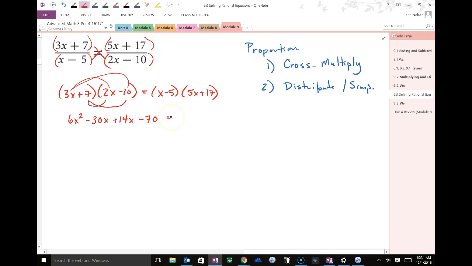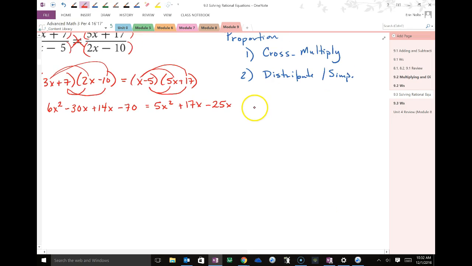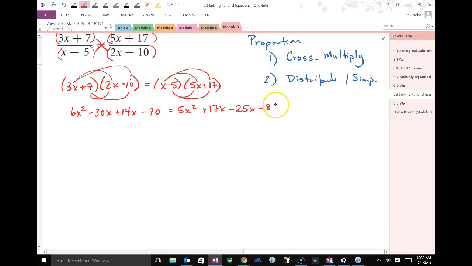Okay, and now we're going to do the exact same thing, but now on the right side. So we have x times 5x, 5x squared, x times 17, 17x, negative 5 times 5x, negative 25x, and negative 5 times 17. 85, that's what I was going with. Anybody want to concur with us? 85? Yeah. Generally, it's wise to concur with Jaden, so. Anybody else? Good?